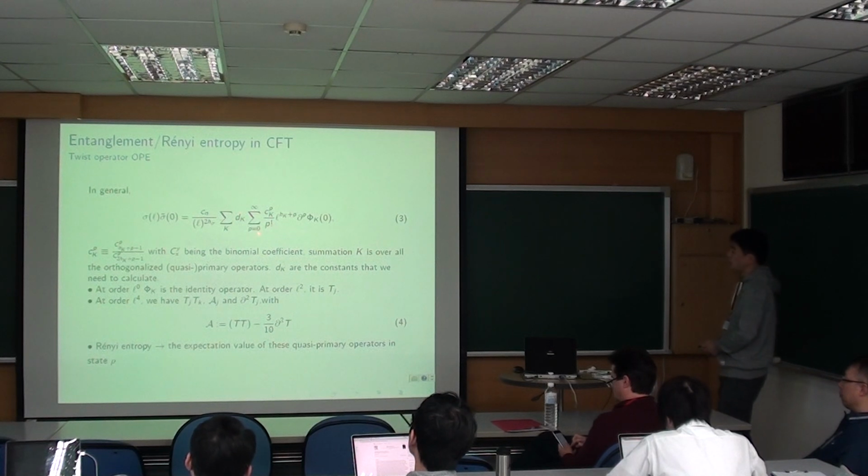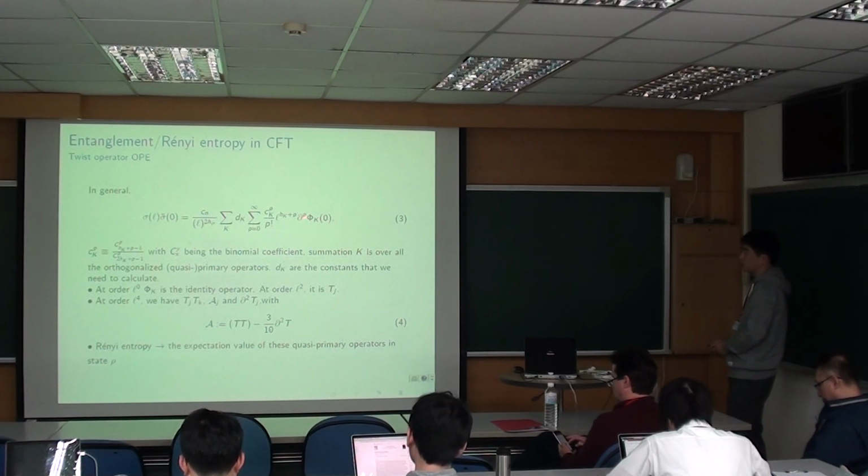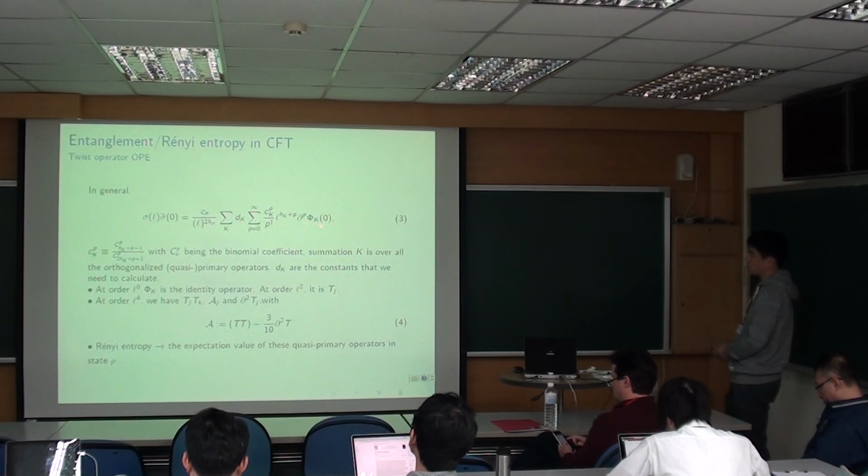And so in this OPE expansion, we can count the level of L. This level of L is related to the conformal dimension of this quasi-primary operator. Another one is related to the coefficient of this quasi-primary operator. So this one we need to calculate, it is unknown, and usually we can sum over all the quasi-primary operators in this series.